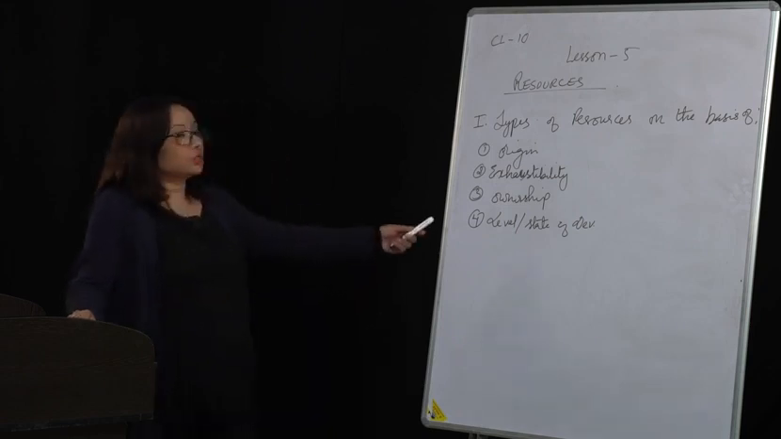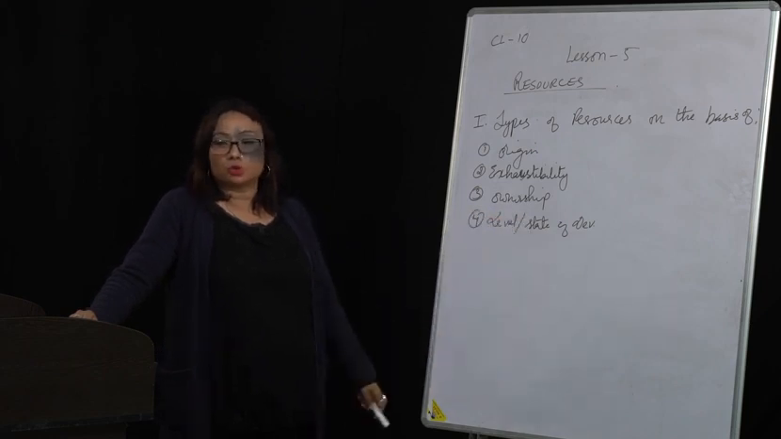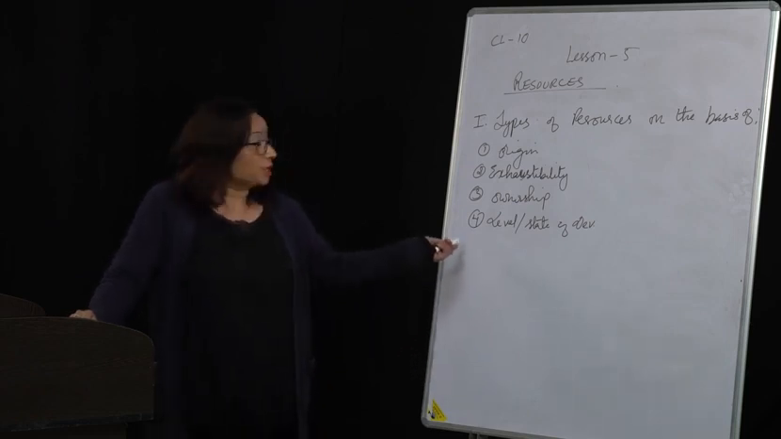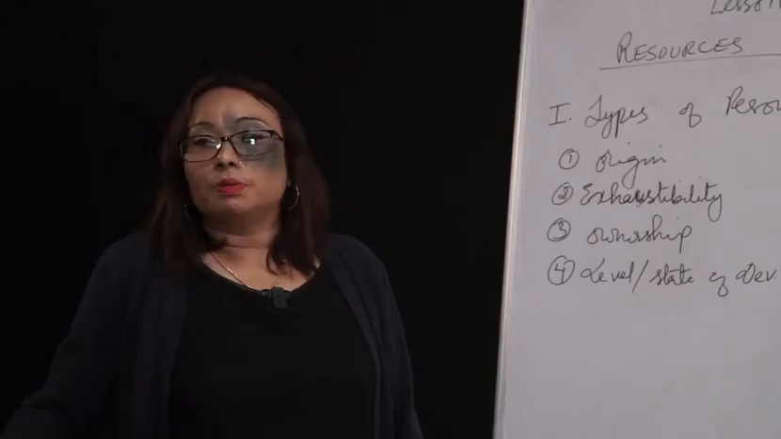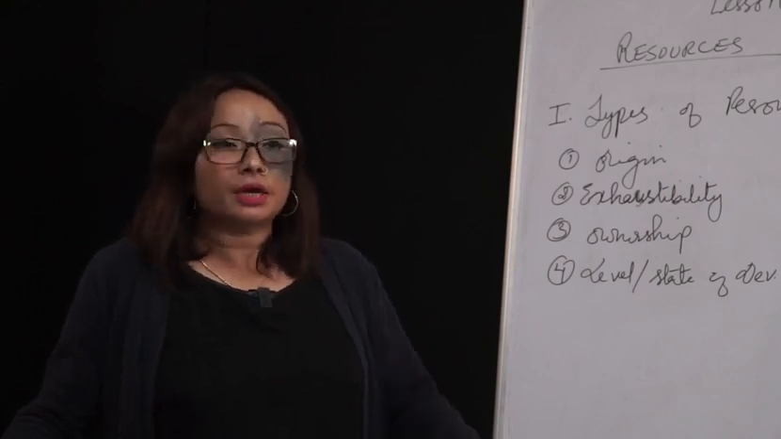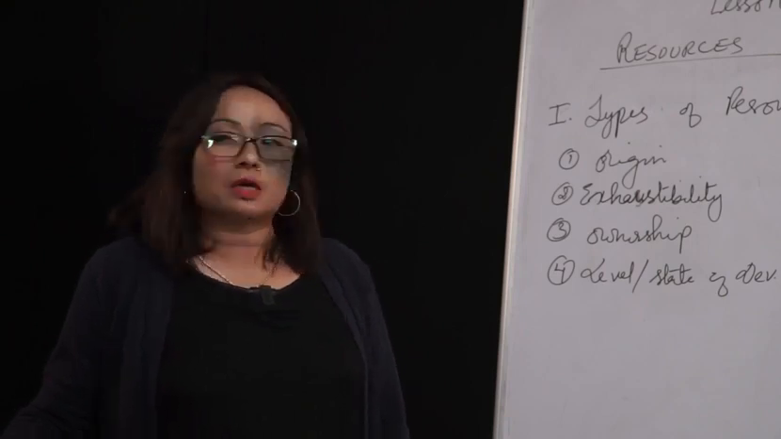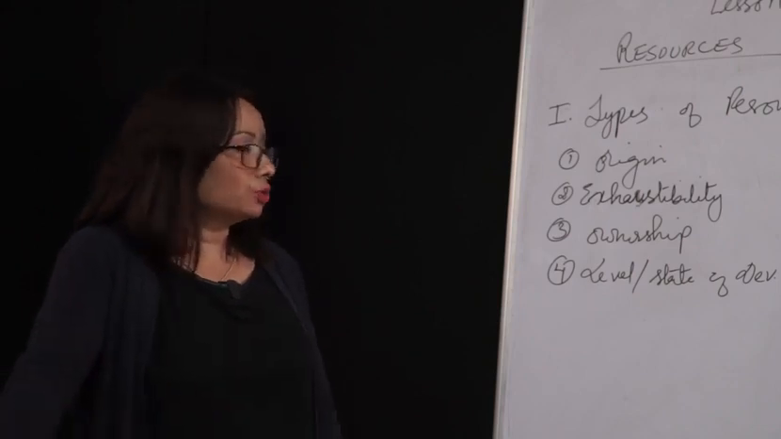So on the basis of ownership, individual resources are those resources which are owned by individual persons: your house, car, plot of land. All those are individual property, individual resources. Then we have, second, community resources: playgrounds, parks, public wells. These are meant for the benefit of the entire community. These resources are accessible to all in the community. So those are community owned resources.